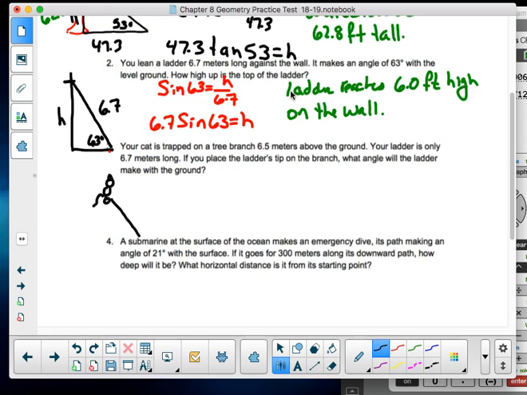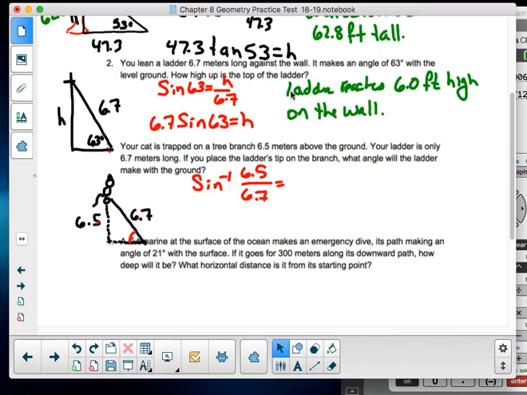Okay, your ladder is 6.7 meters, and apparently you know exactly how tall that tree branch is. That's 6.5 meters high. So now you want to find out this angle. What angle do I have to have my ladder at to make it work? So I'm looking at an inverse function to find an angle. I've got opposite over hypotenuse, which would be sine. So I've got the inverse sine of my ratio, 6.5 opposite over hypotenuse, 6.7.